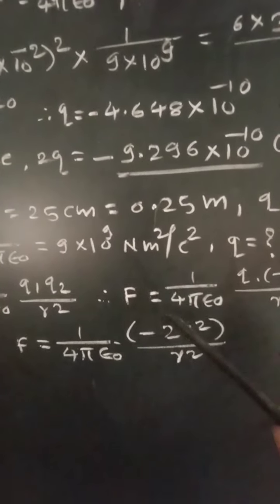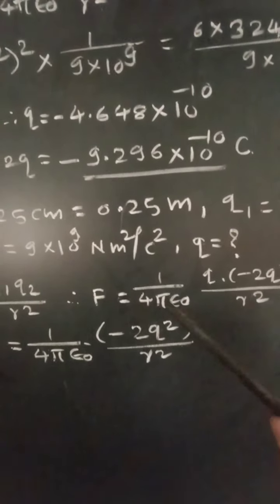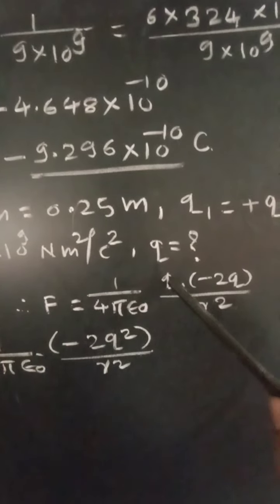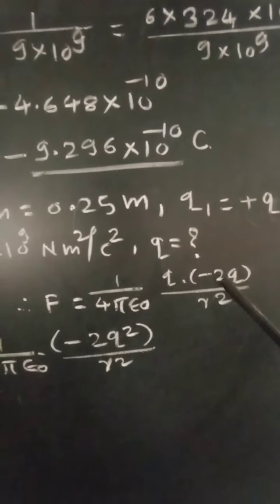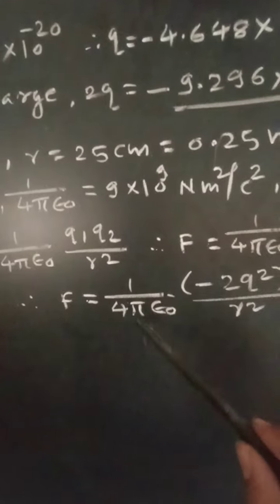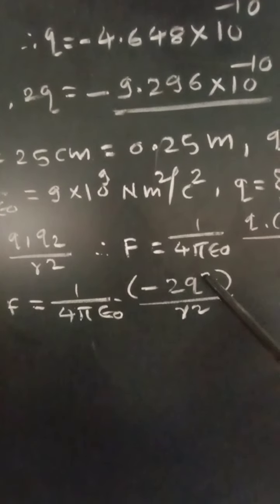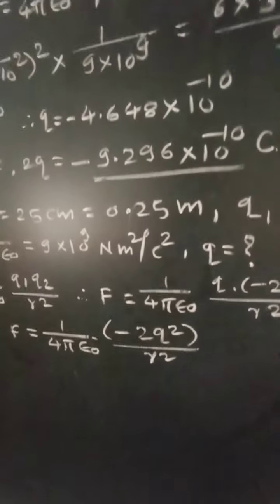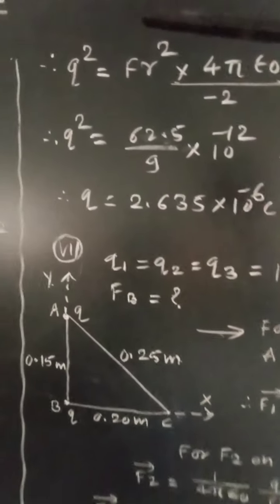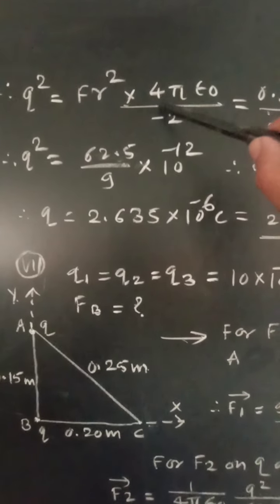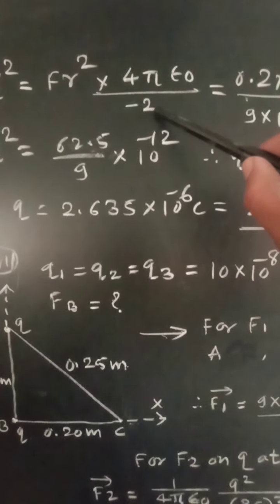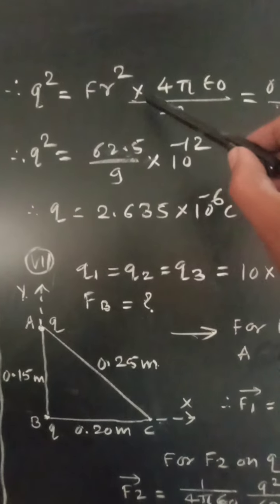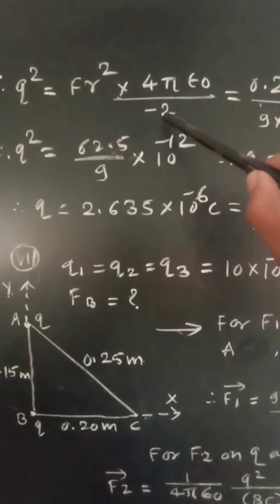So that force will be written as F is equal to 1 upon 4 pi epsilon 0, putting the values of Q1 and Q2 as Q into minus 2Q upon R square. Q is Q1, minus 2Q is Q2, and therefore we get the force equal to 1 upon 4 pi epsilon 0 into minus 2Q square by R square. Simplifying it, we can write Q square equal to F R square into 4 pi epsilon 0 upon minus 2. So we have written here the formula for Q square, that is Q square equal to F R square into 4 pi epsilon 0 upon minus 2.